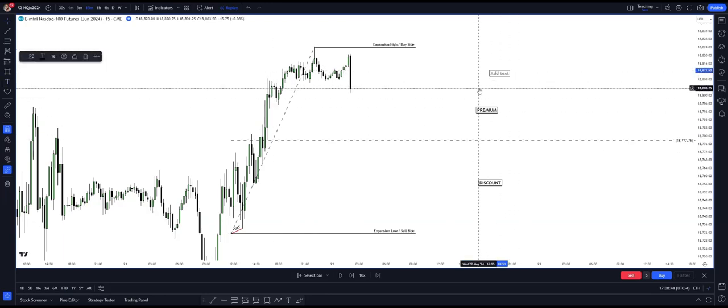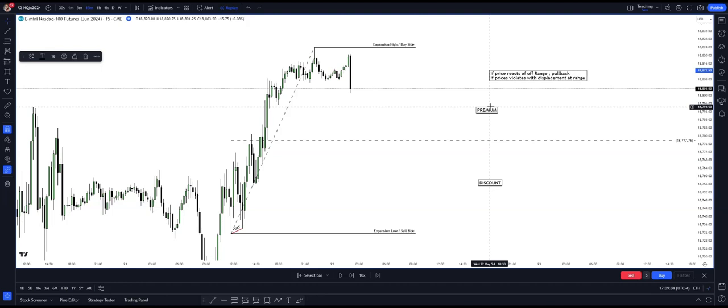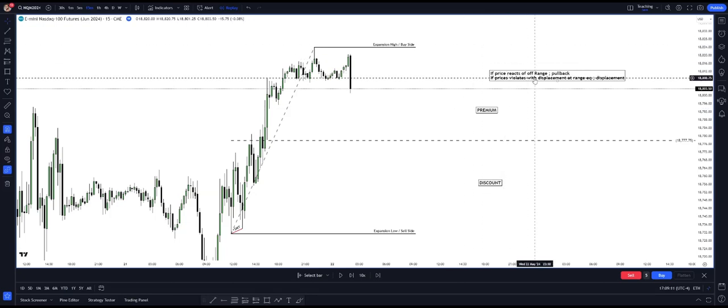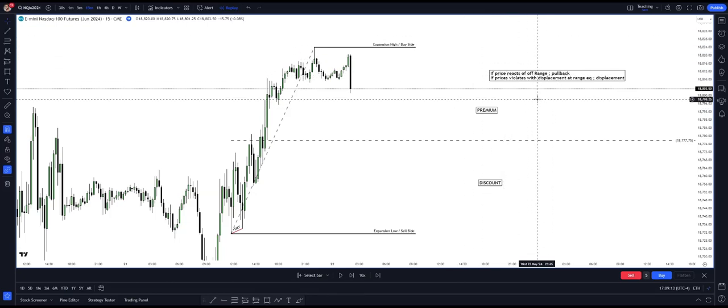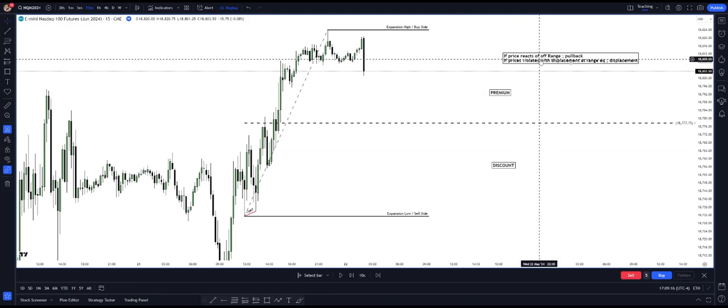two things can really happen. This is 100% conditional. One, if price reacts off of range EQ, that is a pullback, okay? And if price violates with displacement at range EQ, that is a displacement. Okay, period. It's literally either or. And that gives you the whole idea of drawn liquidity.